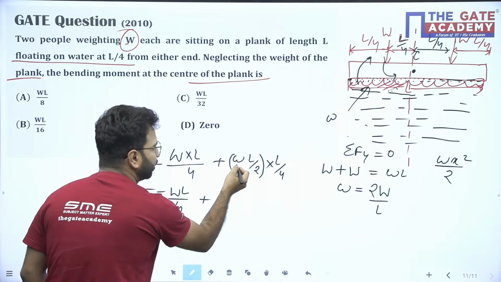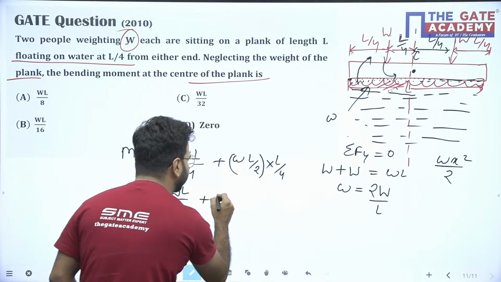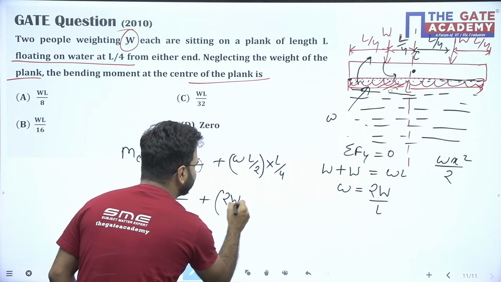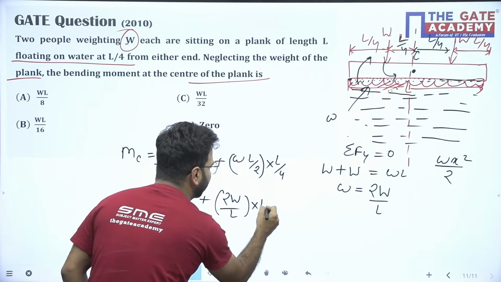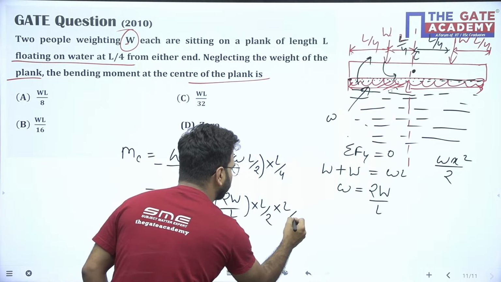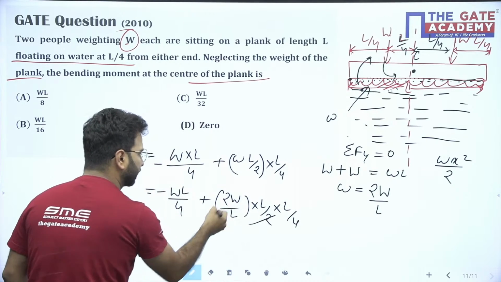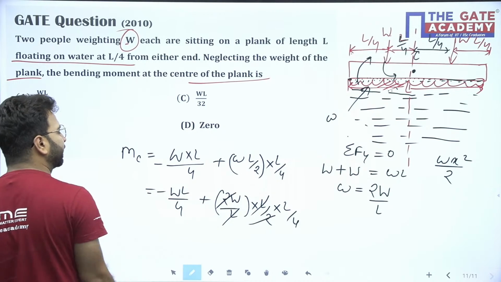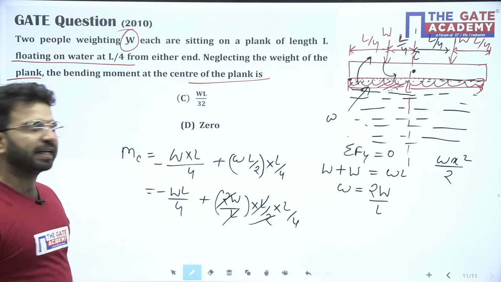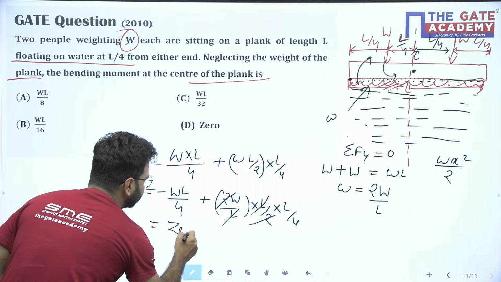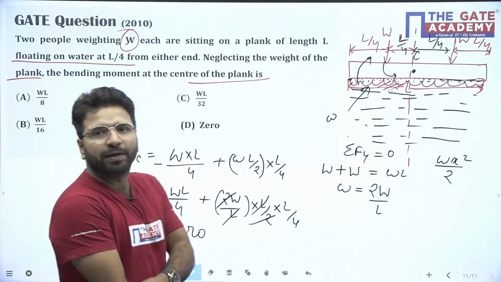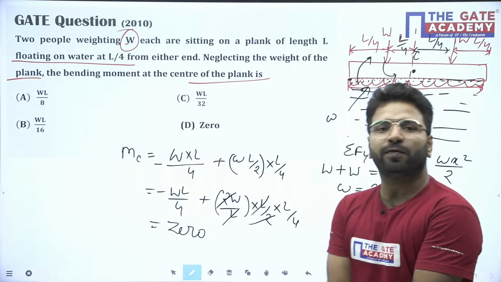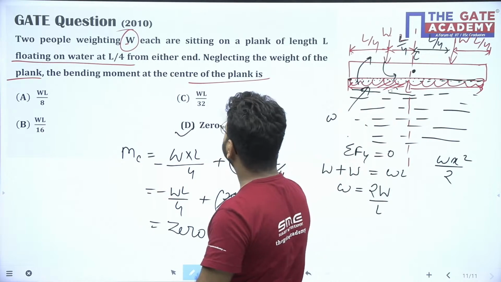Here W is the UDL intensity. What is the value here? It's 2W by L, so 2W by L into L by 2 into L by 4. You can see here 2 to 2 cancel, L to L cancel. It will come WL by 4 with the positive, and WL by 4 with the negative. Answer will come here 0. It means option D is correct.